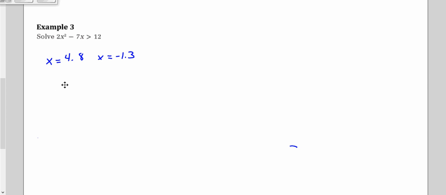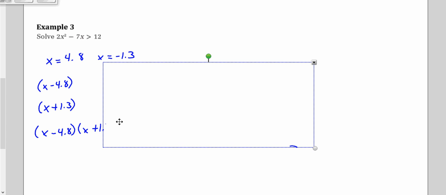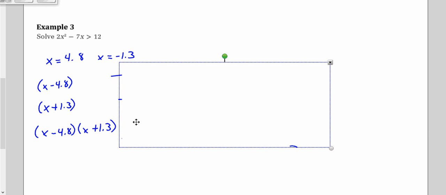And now what we want to do is we're going to basically do a sign analysis for each factor. So this is our first factor, because if we move this over to this side, we get x minus 4.8. If we move the 1.3 over, we get x plus 1.3. And then if we put the two beside each other, we'd have our two factors of x minus 4.8 multiplied by x plus 1.3.